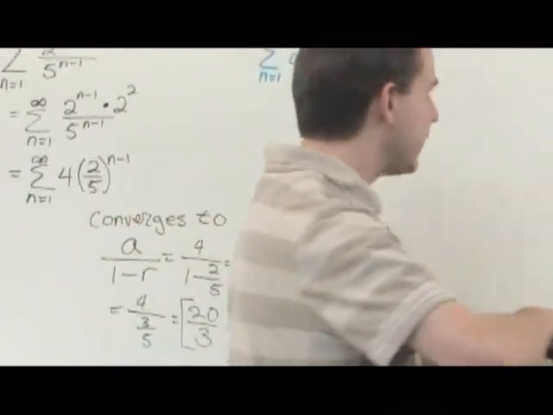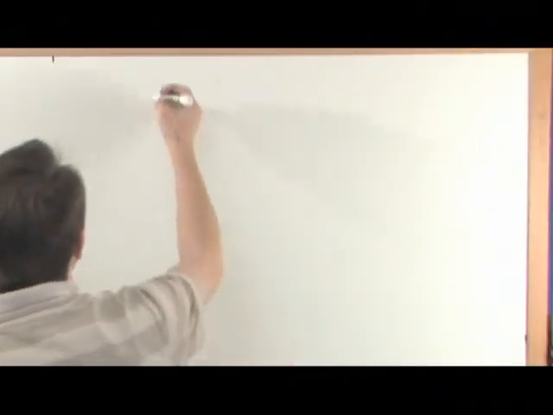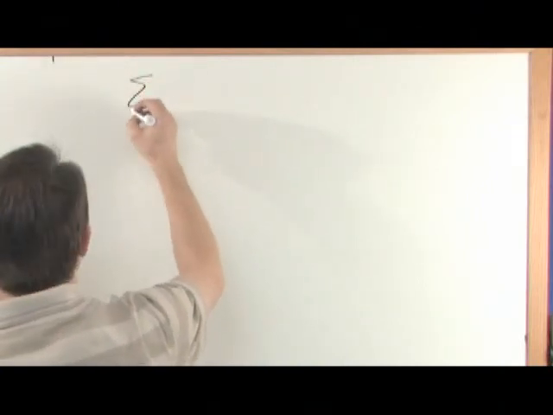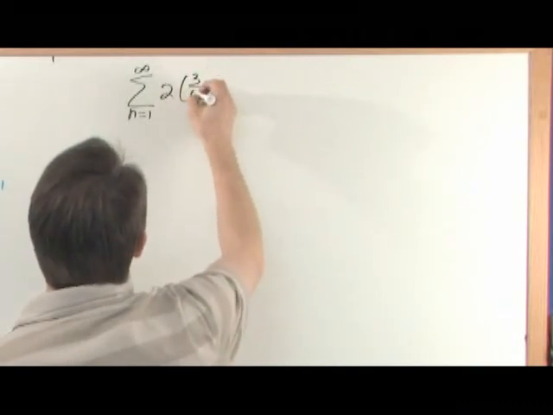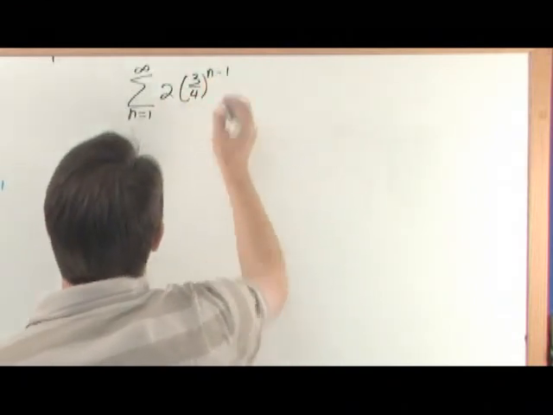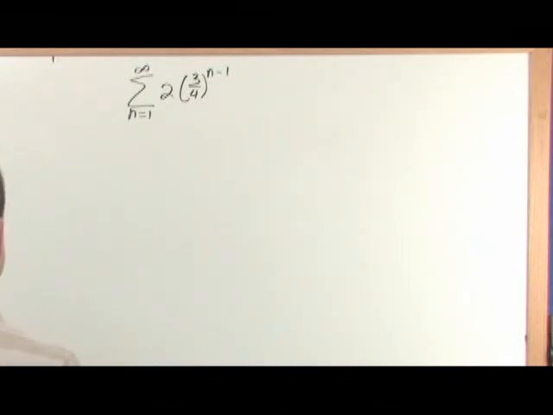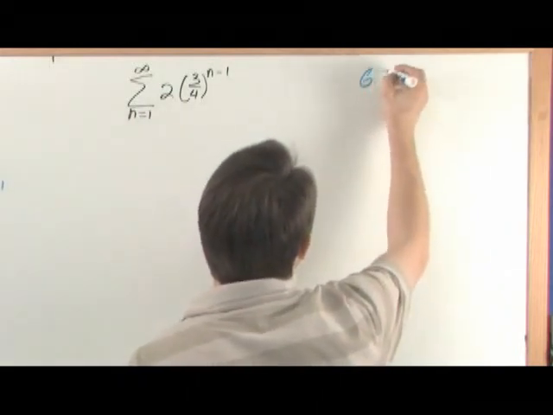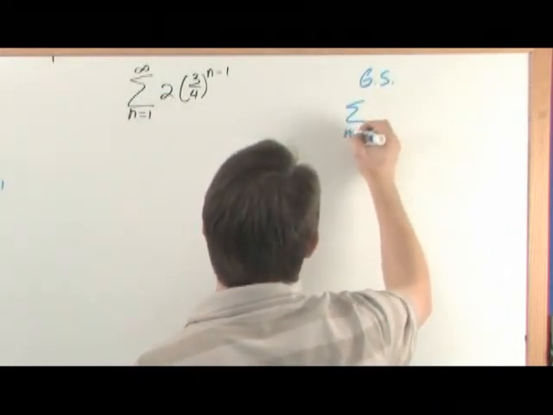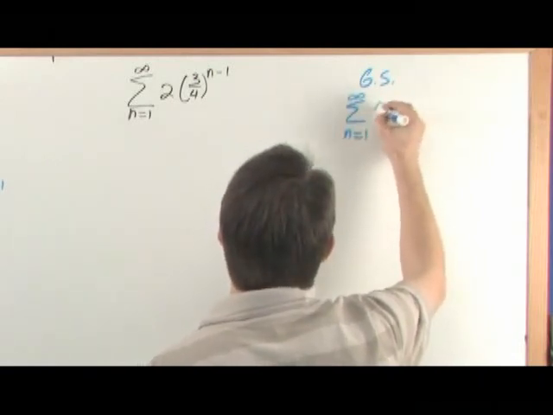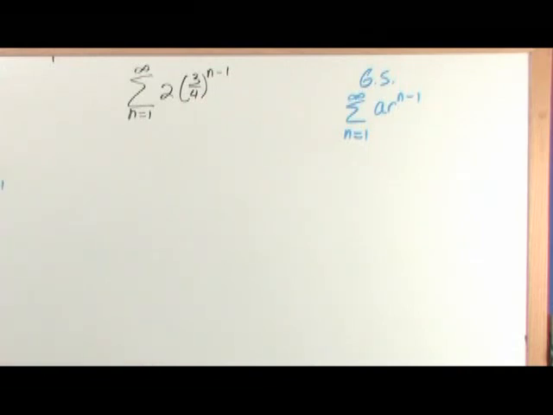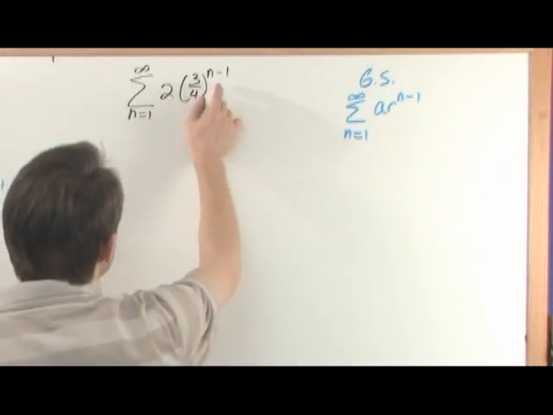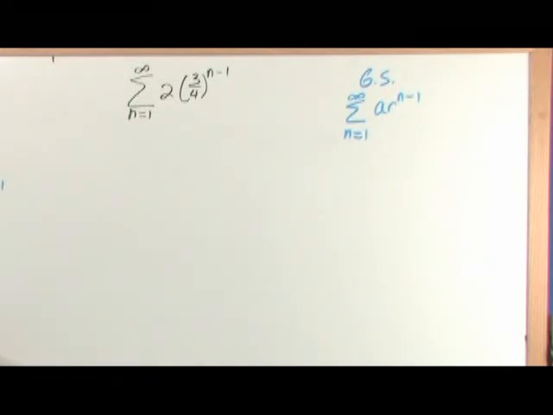Okay? So let's go ahead and do a few more problems. What if you had the sum as n is equal to 1 on up to infinity of 2 times 3/4 raised to the power of n minus 1? So, question for you here. Remember the form of a geometric series. The geometric series was equal to the sum n is equal to 1 on up to infinity of a times r to the n minus 1. Does that look like the form of a geometric series? It surely does. You have a number times some number raised to the power of n minus 1 going up from 1 to infinity. That's a geometric series.